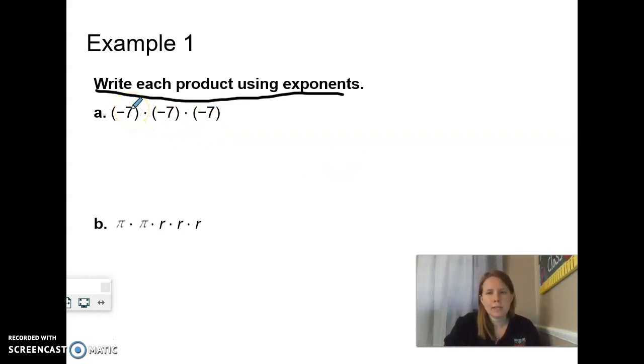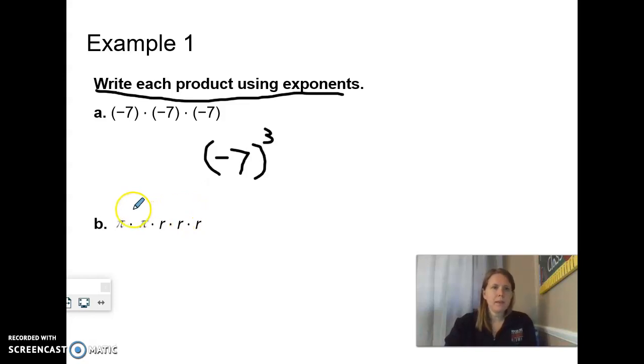Remember, your exponent means how many times you are multiplying the base. So here's your base, which is this -7, and I'm going to keep it in the parentheses. How many times did I multiply this together? Well, how many -7s are there? There's 1, 2, 3. So I'm going to put a 3 as my exponent here in the top corner. And that's all it needs me to do. I'm not actually answering this.